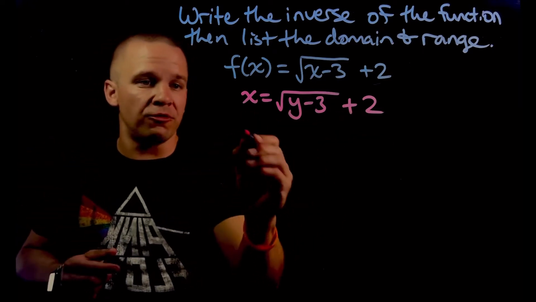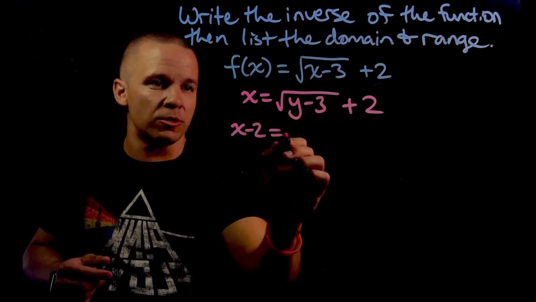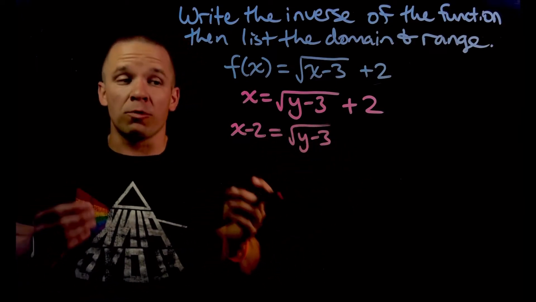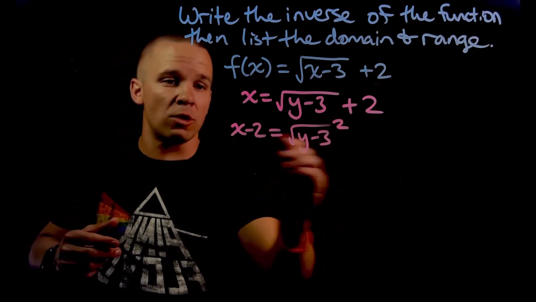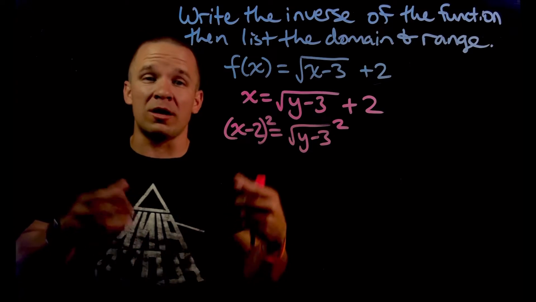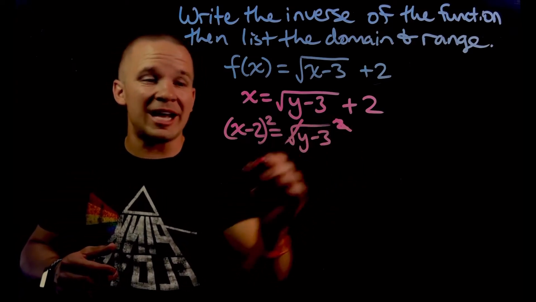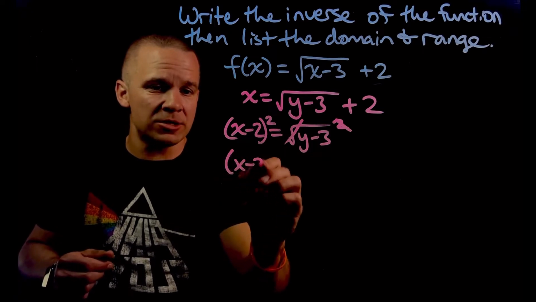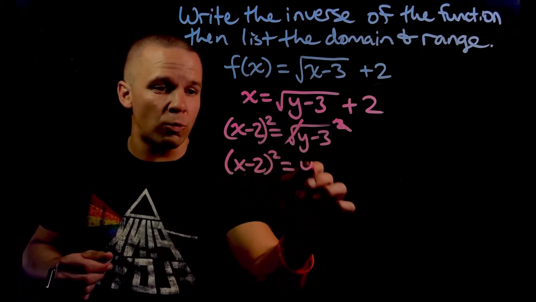So I'm going to subtract 2 first, and I'll have x minus 2 equals the square root of y minus 3. Now, to get rid of that square root, I'm going to need to square both sides. So square over here, and I'm going to square this side as well. I'm going to leave that as x minus 2 quantity squared, and then this is just going to cancel the radicals. So now what I have is x minus 2 quantity squared equals y minus 3.